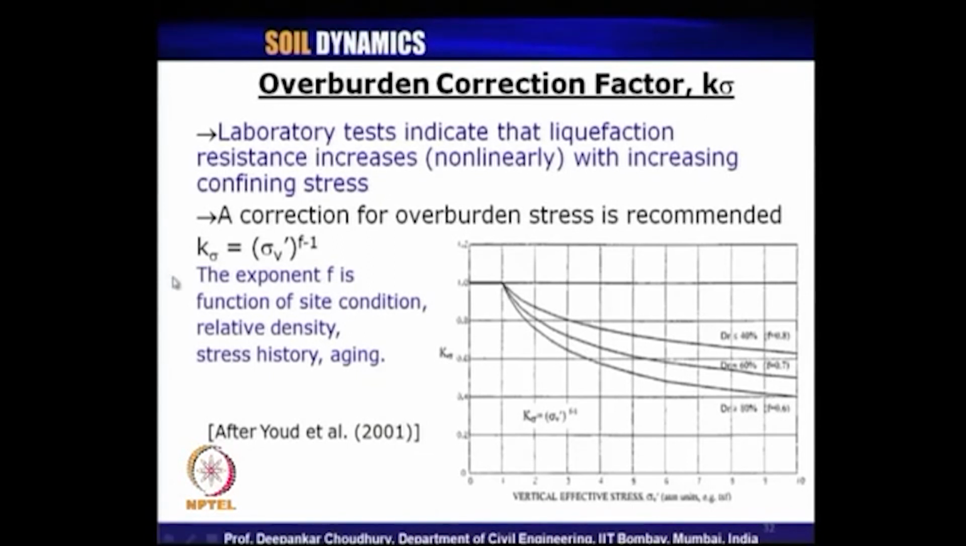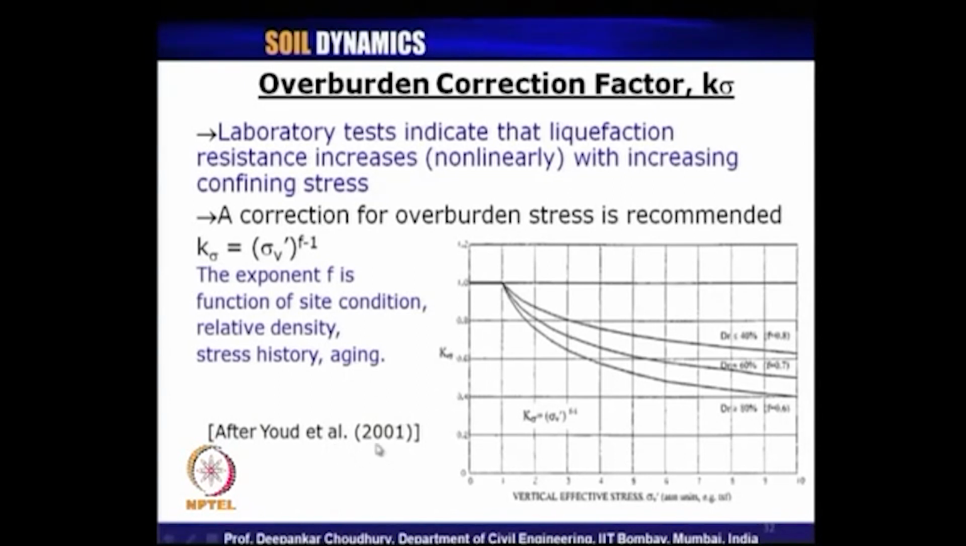So, what is the recommended correction factor for this overburden stress? K sigma is given by sigma V dash to the power f minus 1. What is sigma V dash? It is the effective vertical stress at the particular depth where you are computing the CRR or where you are computing the factor of safety against liquefaction. And what is this exponent f? This exponent f is a function of site condition, relative density, stress history and aging.